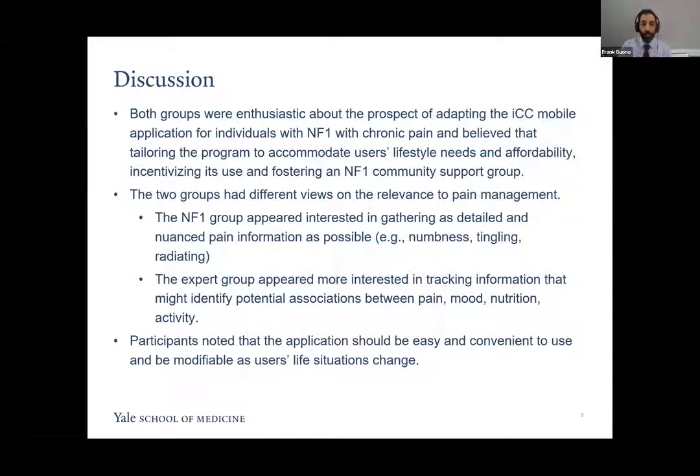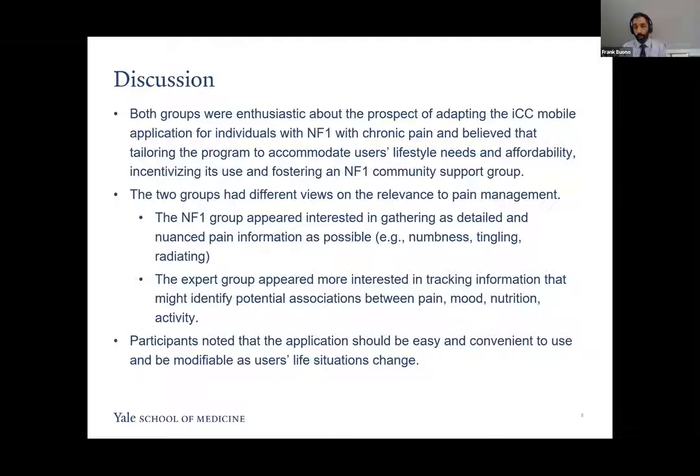The two groups had different views on the relevance of pain management and what was important in tracking. The NF group was more interested in looking at the detailed and nuanced pain information. Was it a numb, tingling feeling, radiating pain? Where was the pain located? Did it spread? Did it not spread? While the expert group was more interested in tracking the associations of pain to mood, to nutrition, to physical activity, to sleep, and that was something that we found very interesting.